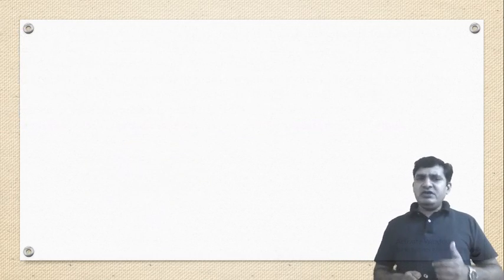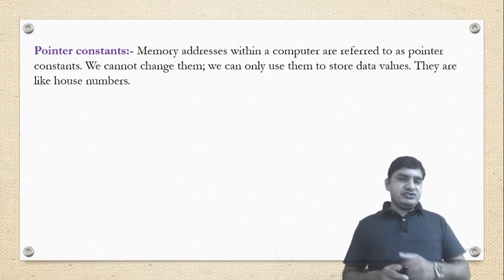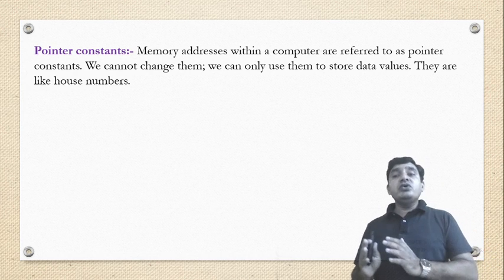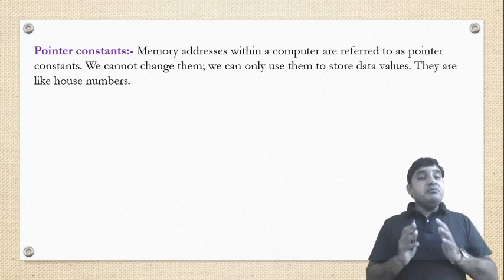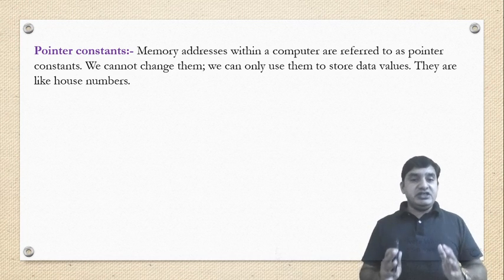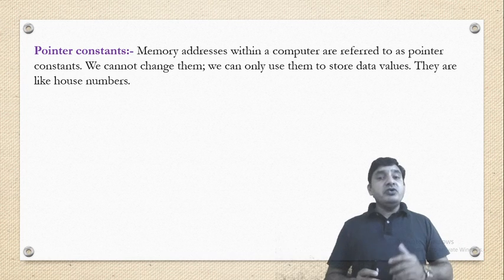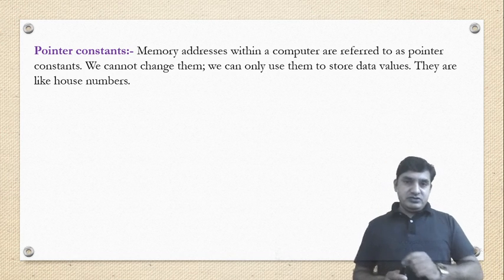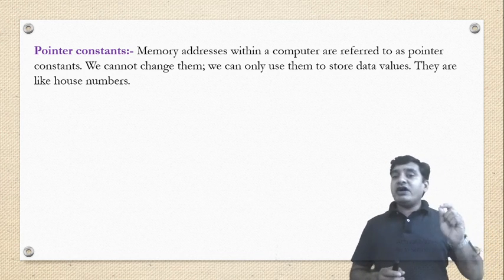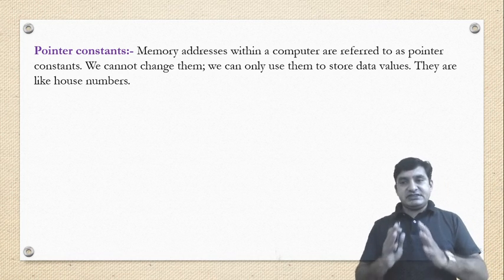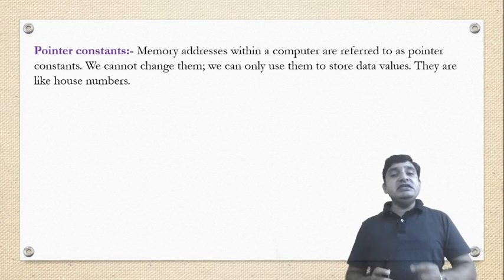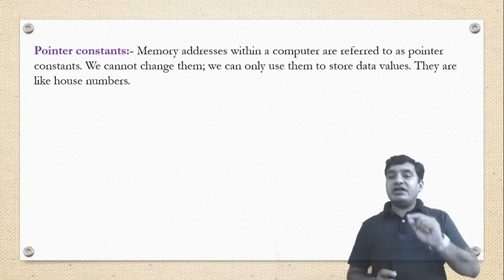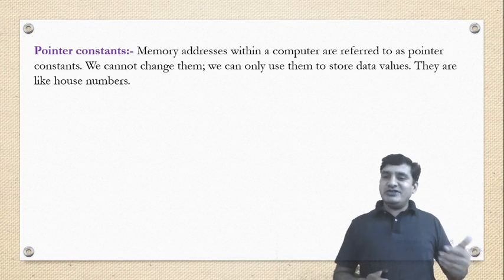We have to see them one by one. First, what is a pointer constant? Memory addresses within a computer are referred to as pointer constants. Memory addresses cannot be changed. We can only use them to store the data value. In the previous case, 5000 is an address and 179 is the value which is stored at that address. They are like house numbers.